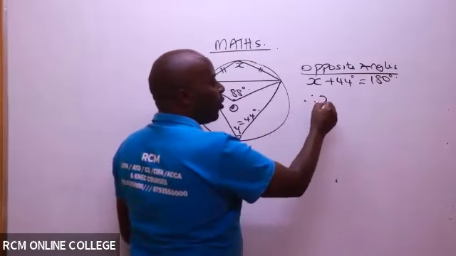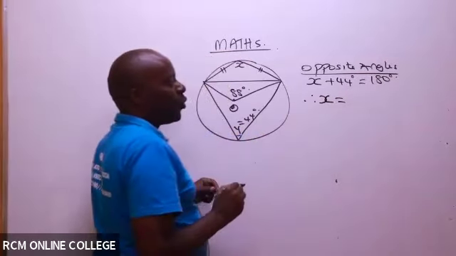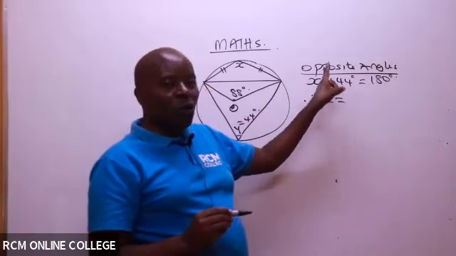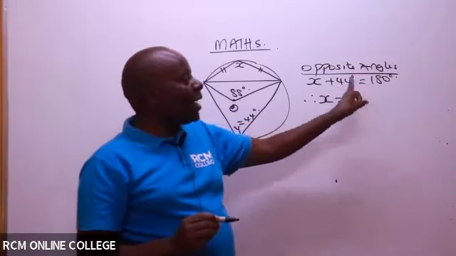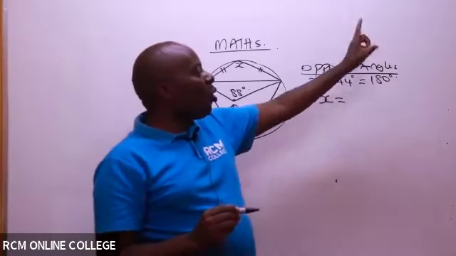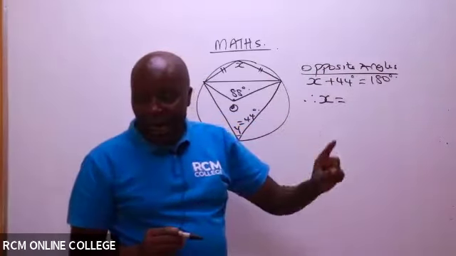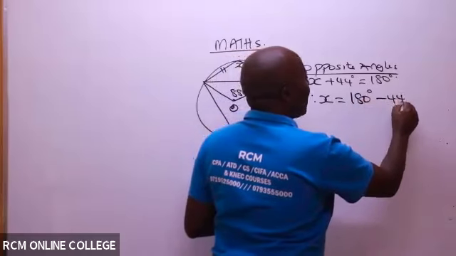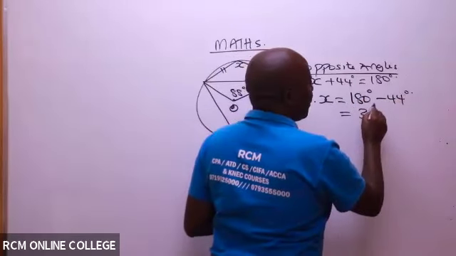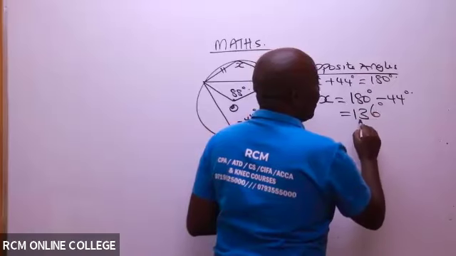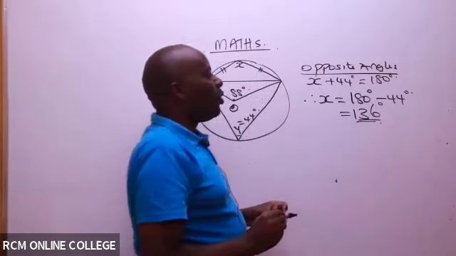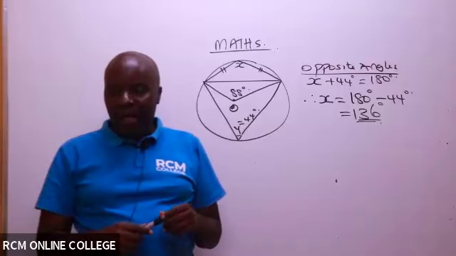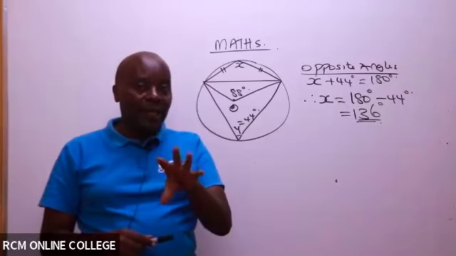And therefore, x will be equal to, make x the subject of the formula. Let this 44 go to the other side of the equal sign. Here it's positive. When it crosses over to the other side, it becomes negative. So it will be 180 degrees minus 44 degrees, which gives 136. So x is 136.